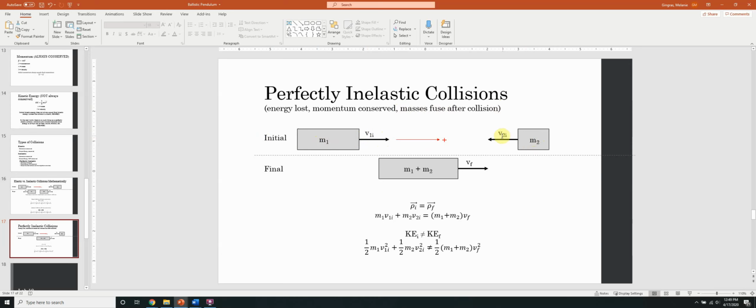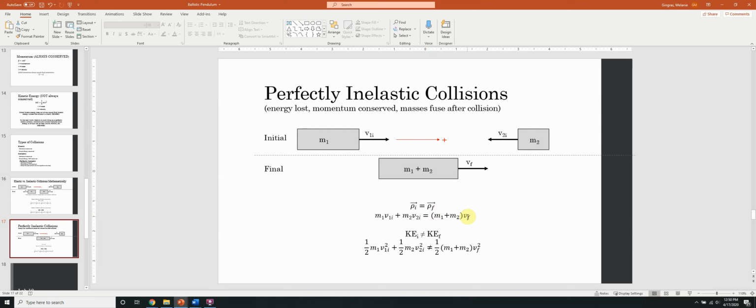However, after the collision takes place, these masses fuse together, so we have one mass that's M1 plus M2, and they're moving together with one final velocity, V final. So what this looks like mathematically, since we know that momentum is conserved, we know that the momentum before is equal to the momentum after. So the momentum before is m1 v1 initial plus m2 v2 initial, and then the momentum after is equal to m1 plus m2 times v final.